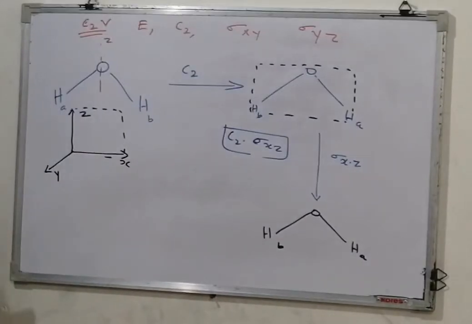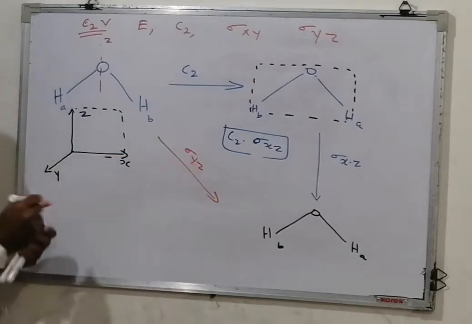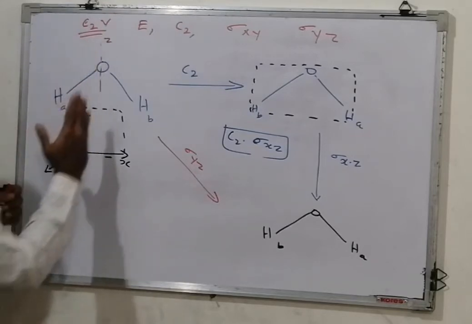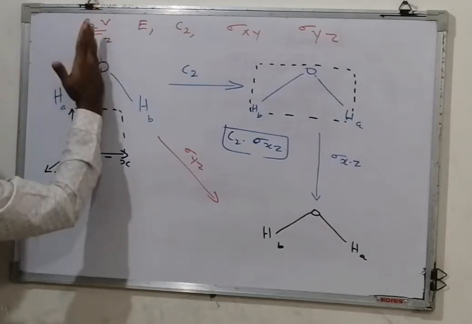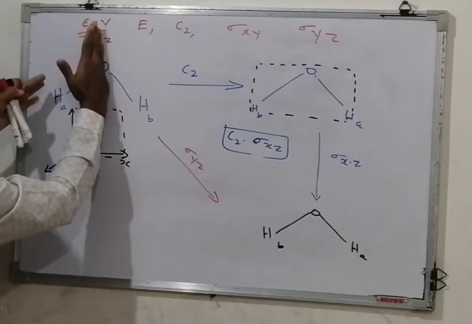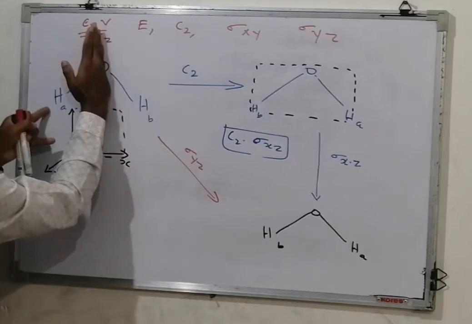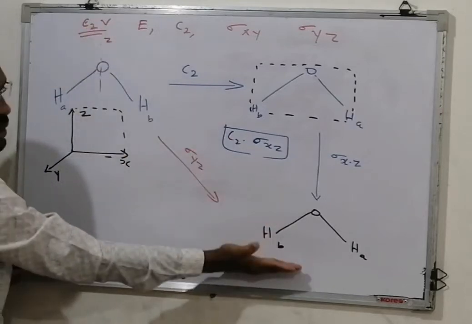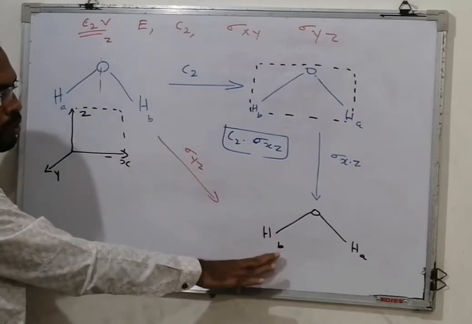Now, suppose I take this molecule directly, sigma YZ plane, what is that YZ plane? This is our Z axis, Y is towards, therefore plane. This is a YZ plane, because this is Z, this is a Y. When you reflect YZ plane, HA will come here, HB will be here. That is a YZ plane reflection. Okay? Therefore, this is the YZ plane. Therefore, if you do direct YZ plane, you will get this.